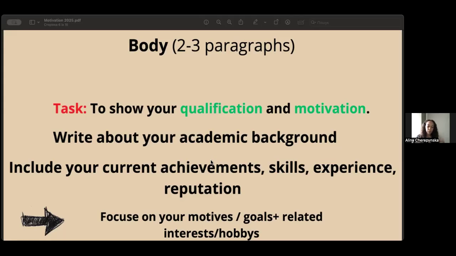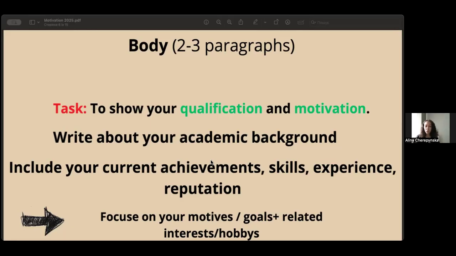At the same time, think deeply about yourself. So, you may speak about, for example, good communication skills. You may speak about working in a team. You may speak about good time management. You may speak about critical skills, analytical skills. Everything is absolutely okay for a motivational letter. For example, good leadership skills.